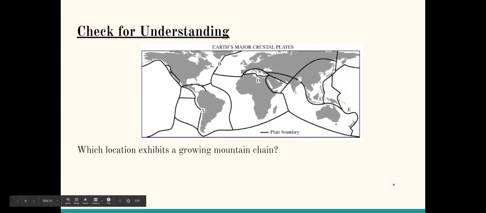The next question, which location exhibits a growing mountain chain? For this one, you want to remember that we talked about the Himalayan mountains over near India, which would be on line C.